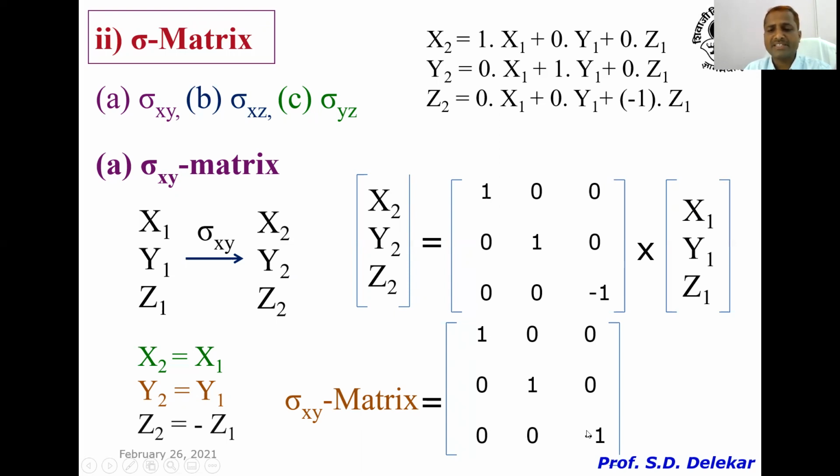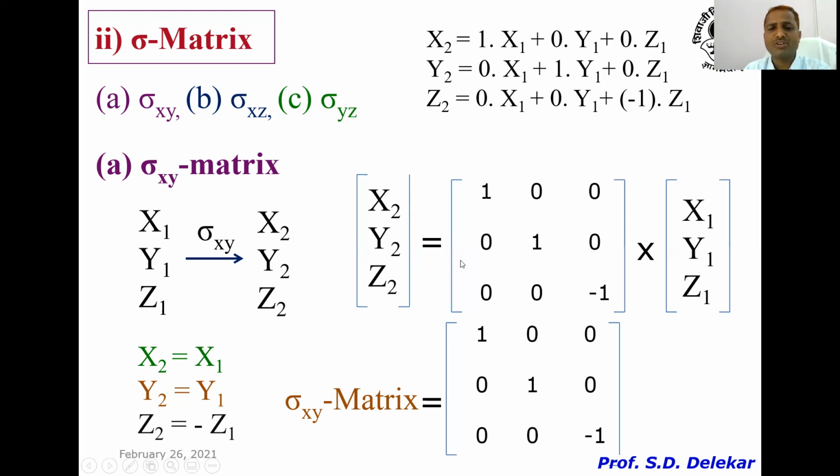And the character of this matrix is the sum of the diagonal numbers. 1 plus 1 is 2. 2 minus 1 is 1. So the character of this matrix is 1. So this is sigma xy. Similarly, one can solve the sigma xz and sigma yz matrices. So for the sigma xz matrix, there is no change along x and z. So here the overall matrix becomes 1, 0, 0, 0, and the only change is minus 1, 0, 0, 0, 1. So this is the sigma xz matrix.